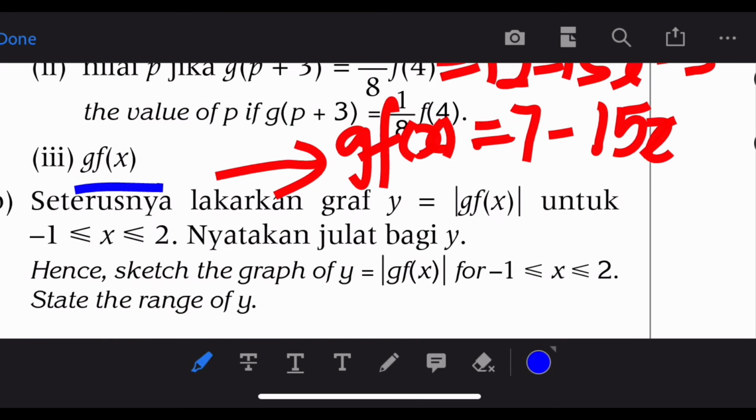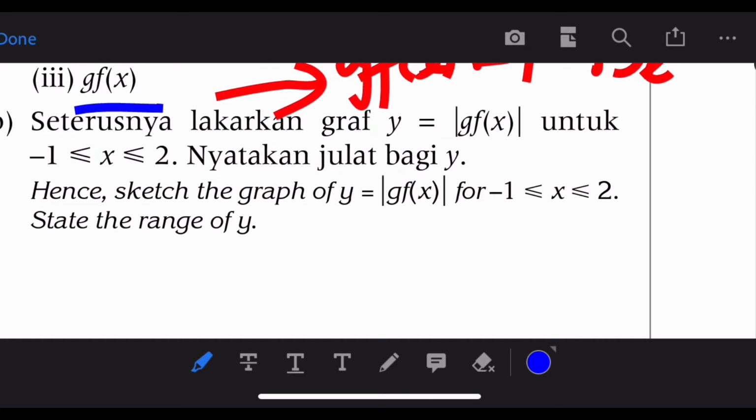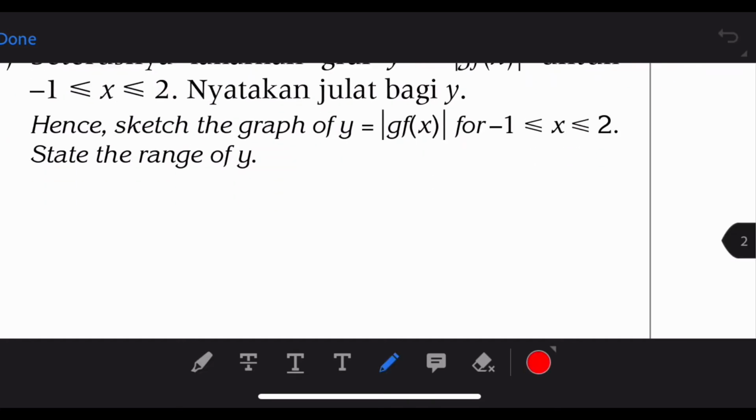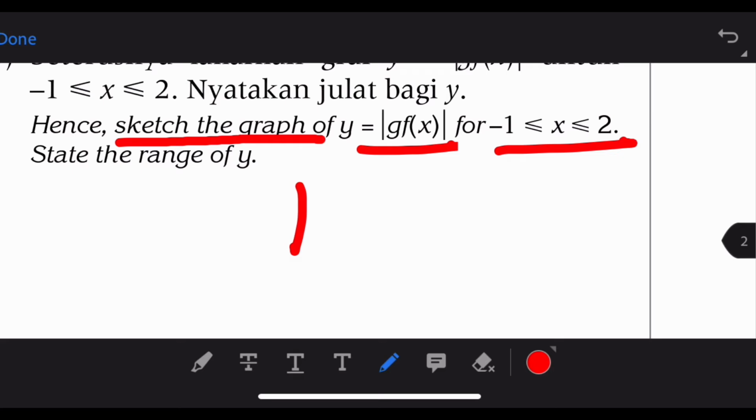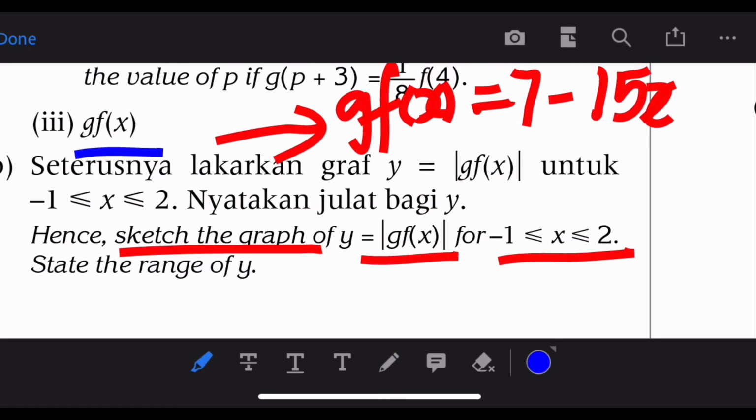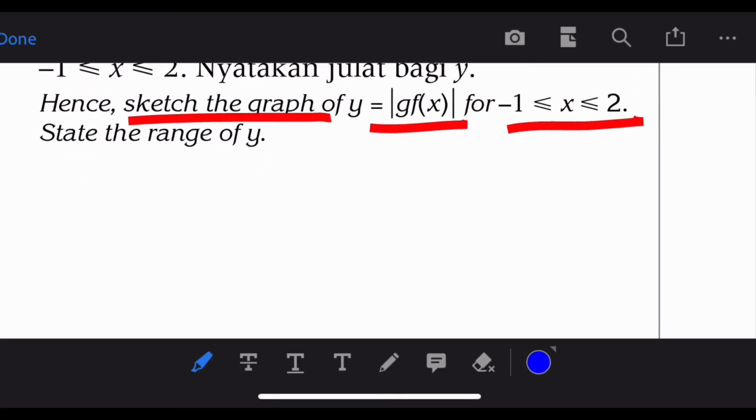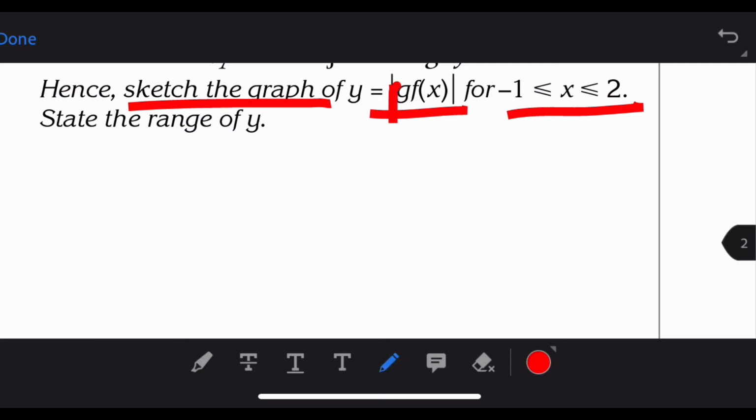Settle. Okay, let's see this one. This is actually where many students have problems. Sketch the graph of modulus g(f(x)) for the domain negative 1 to 2. Okay, how to sketch the graph? Let's see. What is our g(f(x))? It is 7 minus 15x with the modulus. See that? Modulus, modulus 7 minus 15x.